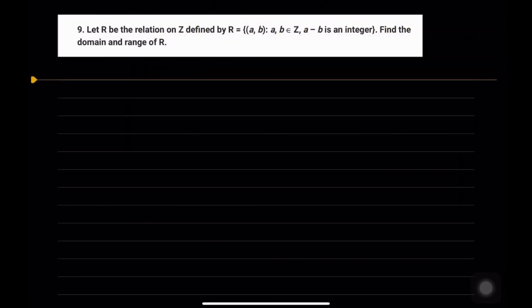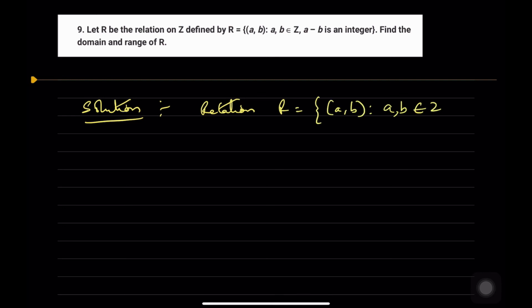The 9th problem: let R be the relation on Z defined by R equal to a, b such that a comma b belongs to Z and a minus b is an integer. We have to find the domain and range of R. So now what is given over here? In the solution, the relation R is equal to the set of all a, b such that a comma b belongs to Z and a minus b is an integer.